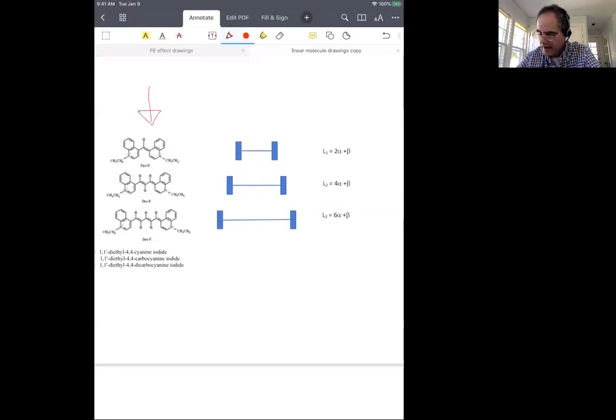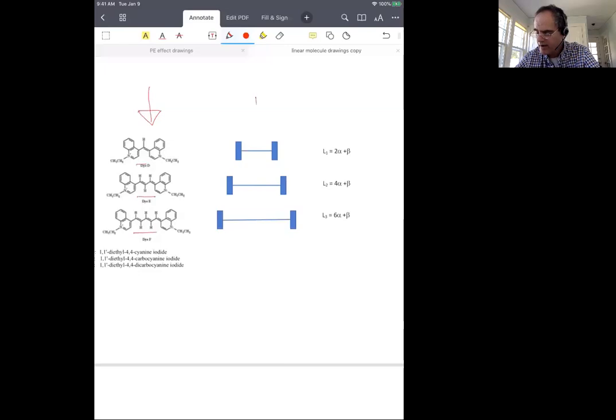They are di-D, which is diethylcyanine iodide, di-E, which is diethyl carbocyanine iodide, and di-F, diethyl dicarbocyanine iodide. Notice these molecules are identical except for the length of the carbon-hydrogen chain that links the two end groups. In the first case, it's 2 bond lengths long. In the second, it's 4 bond lengths long. And in the third, it's 6 bond lengths long.